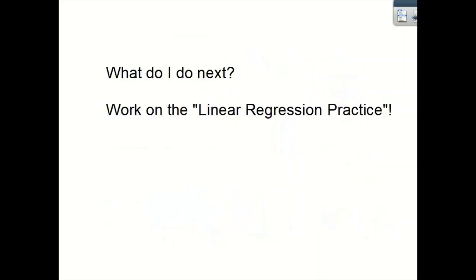Okay, so what should you do next? You're going to work on the linear regression practice. Please make sure you are doing your best work. When I get back to class, I will be checking and answering any questions that you have. You will have an exit ticket at the end of today's class, so please make sure you are using your time wisely.